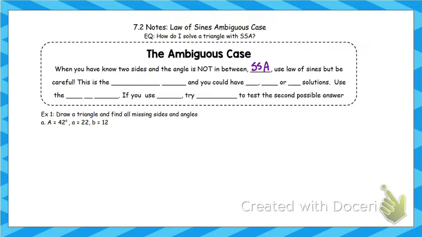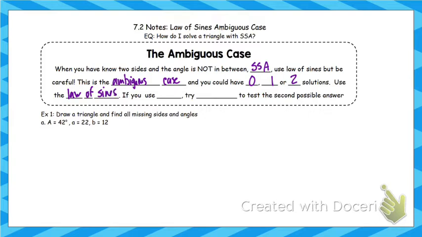All right, so what we're going to do is use the law of sines. But we need to be careful because this is the ambiguous case. What could happen is actually one of three things. It's possible that we could have zero solutions, we could have one solution, or we could have two solutions. All of those things are possible, and we'll look at all of them happen. To solve, we will use the law of sines.